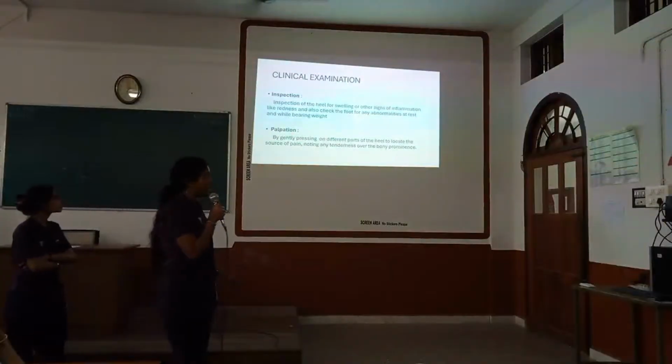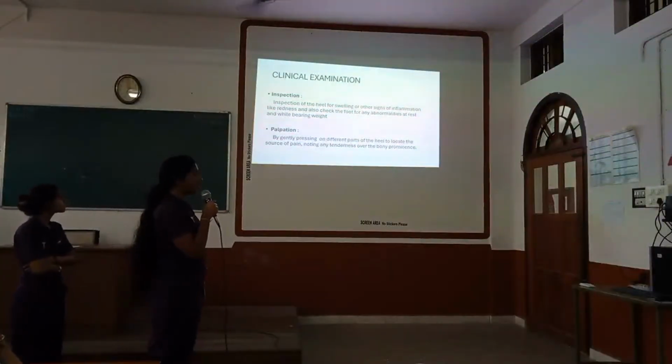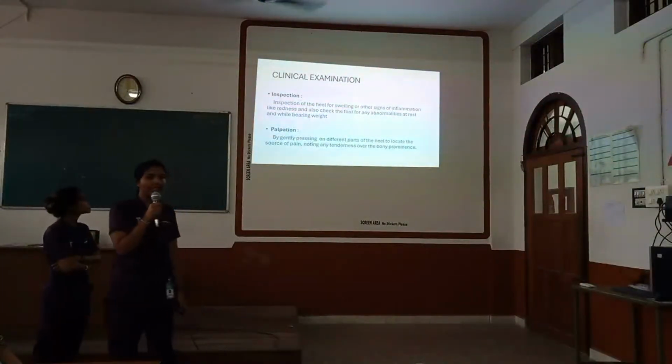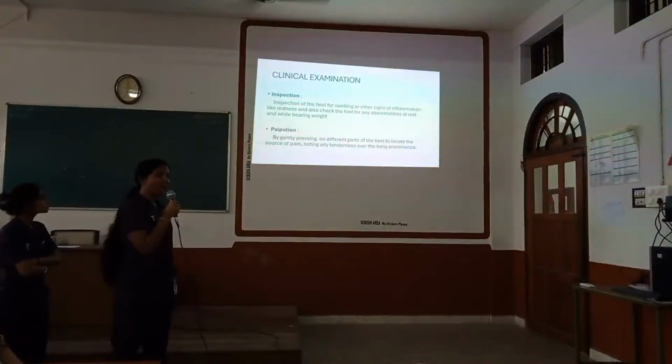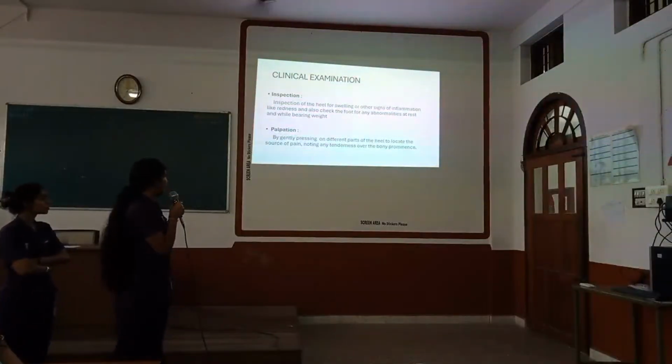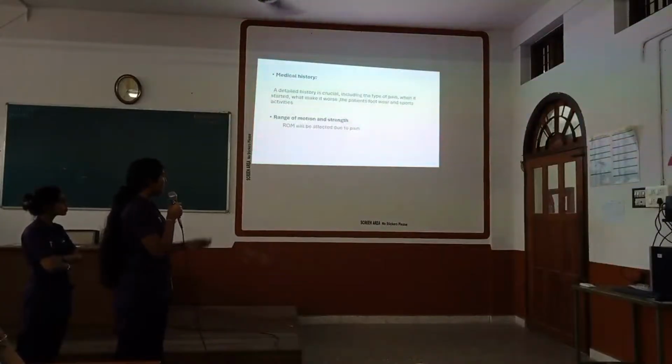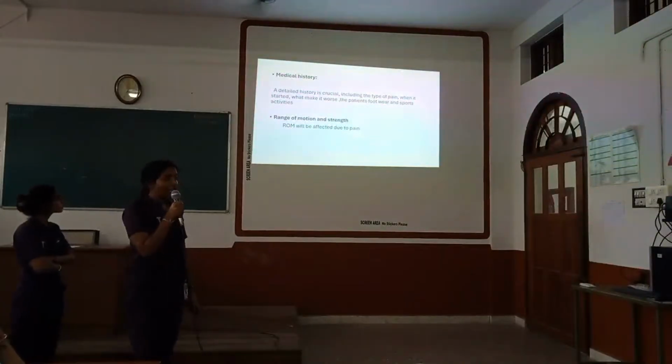Next, clinical examination. Inspection of the heel for swelling or other signs of inflammation like redness, and also check the foot for any abnormalities at rest and while walking. Next one, palpation: gently pressing on different parts of the heel to locate the source of pain, noting any tenderness or bony prominence. Medical history: a detailed medical history.